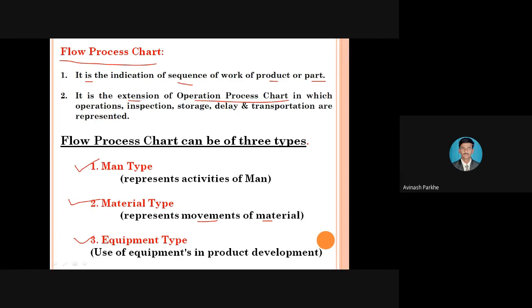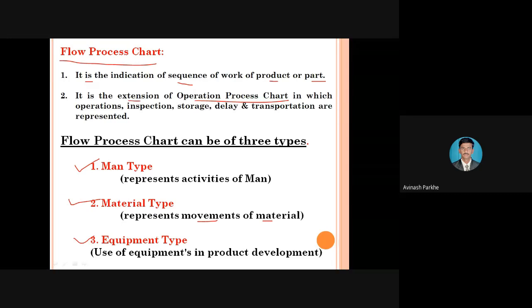So through this particular flow process chart, you will get the idea related to the distance traveled by the man. If a man is moving from one station to the second to third, how much distance is traveled by that particular man can be recorded by using this flow process chart. In addition to that, this flow process chart is useful to reduce the cycle time.